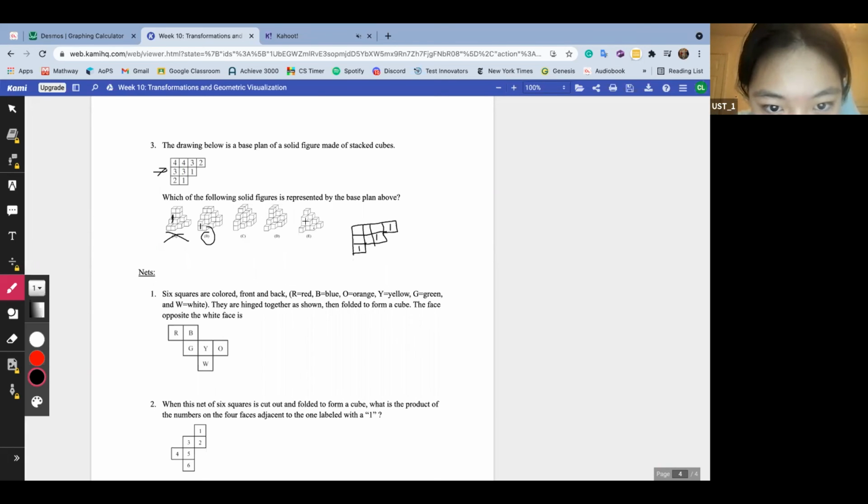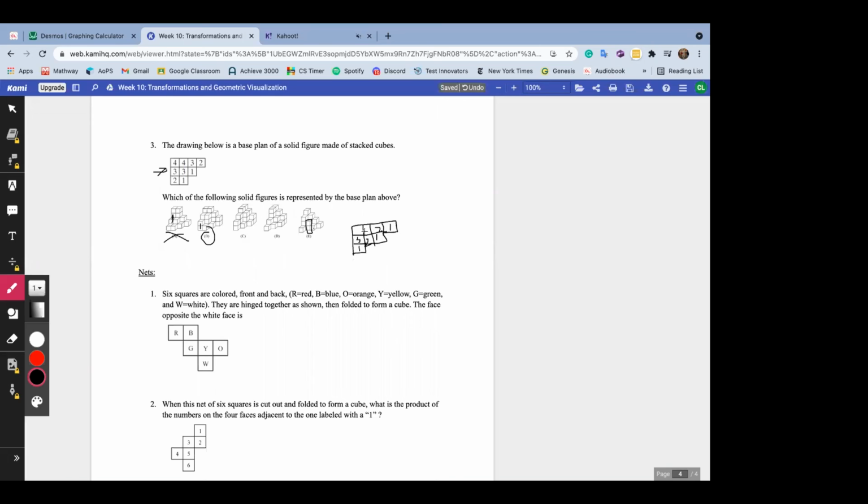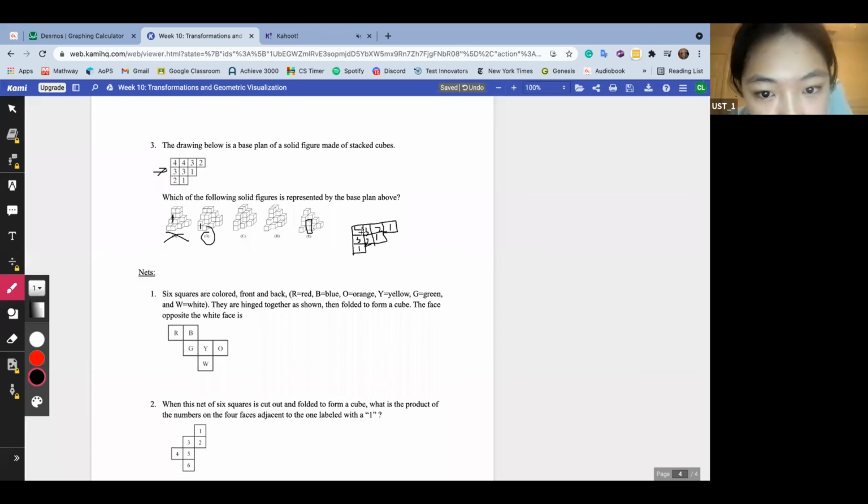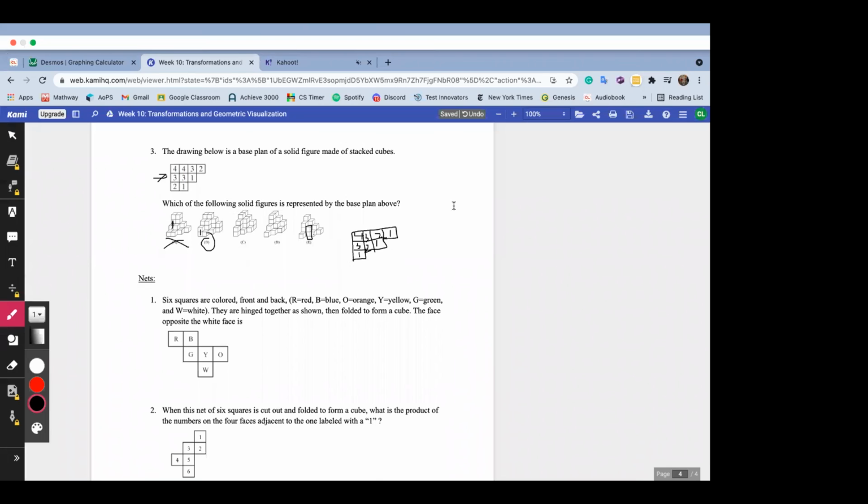But let's say this one. This is 2 blocks high. So this one would be 2. This one also would be 2. And you just see how tall they stack. So that doesn't match the base plan, so it can't be. You can see from the base plan that it is different from the one at the top.